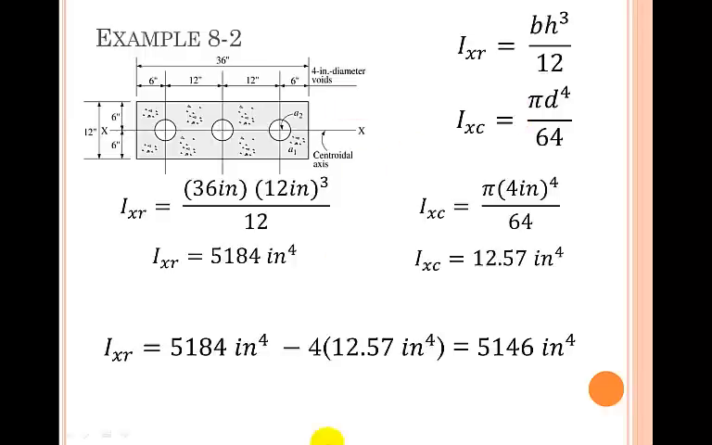It looks like, guys, I have a typo here. This says 4 times, and that should be 3 times. So double check the math here and see what the final number should be. So this should be minus 3 times 12.57.